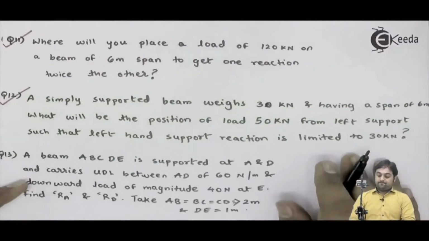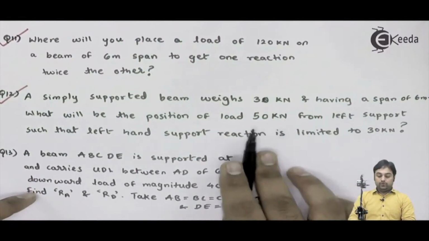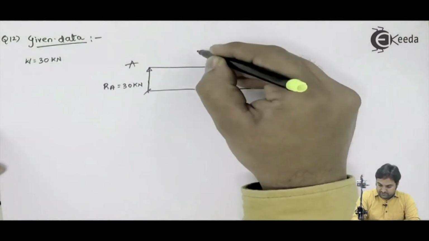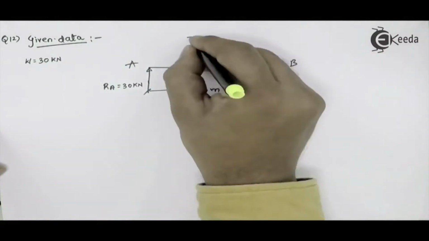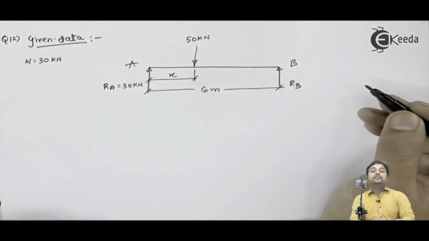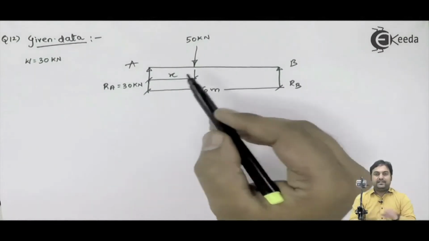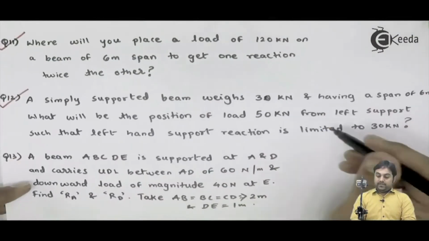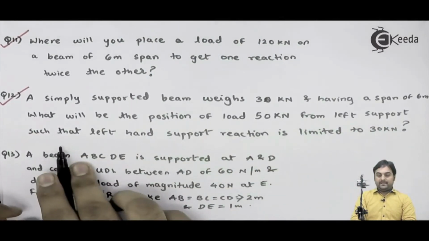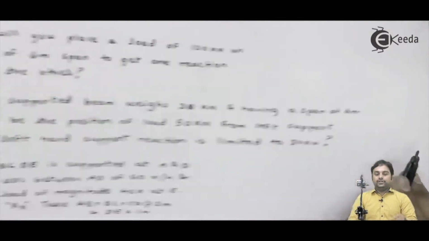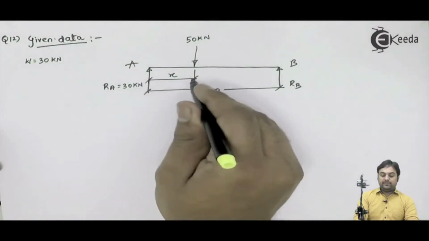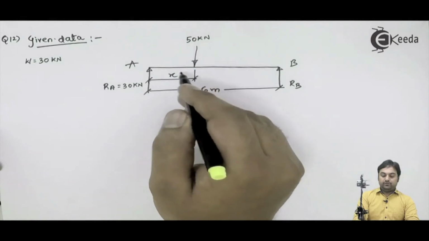Now, here we have 50 kilonewton load whose position is asked. What will be the position? Means what will be the position of a 50 kilonewton load? I need to know its position from the left hand support, which is, I'll say the position is first of all distance x. I have to find out the position. So this much is the question which we have, wherein we need to give the distance of 50 kilonewton load from left hand support.